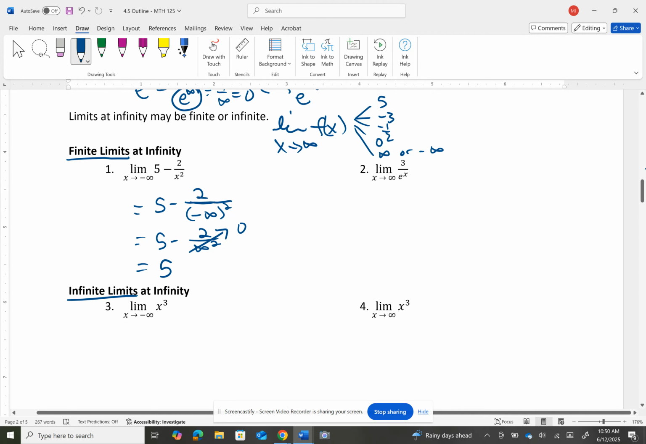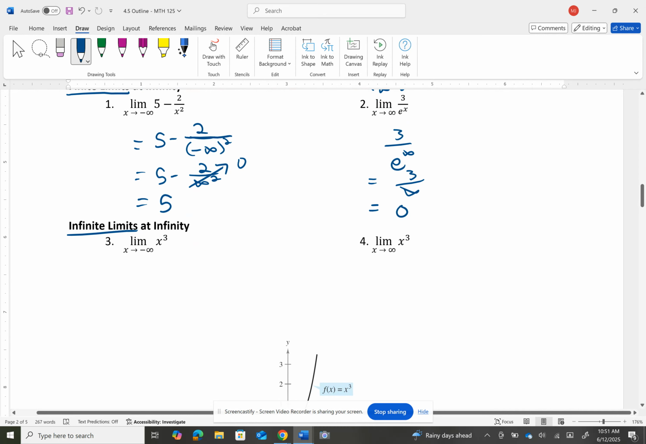On question number 2, we have a 3 over e to infinity, which would equal e to the infinity. E to a bigger and bigger number is just going to keep getting bigger and bigger, so that's an infinity, and a fixed number over an infinity would equal 0. So you can get finite limits when you wind up looking at the limit of a function going towards a positive or a negative infinity. Your answer might be something finite, like a 5 or a 0.